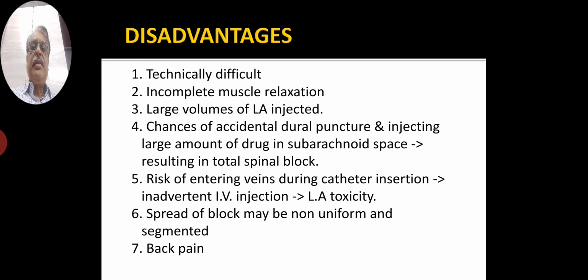What are the disadvantages? It is technically difficult as compared to spinal anesthesia. There is incomplete muscle relaxation as compared to spinal. Large volumes of local anesthetic agents will be required. There are chances of dural puncture, and we can inject a large amount of drug in subarachnoid space. It will result in total spinal block.